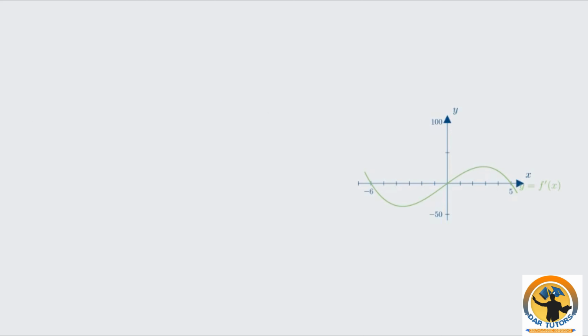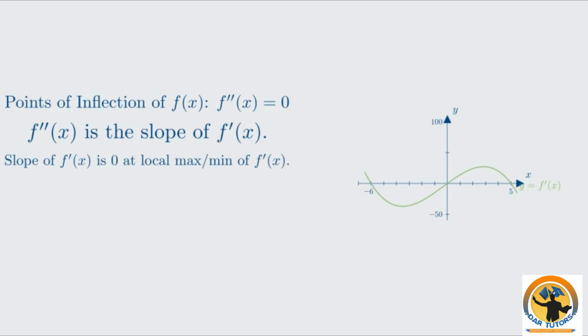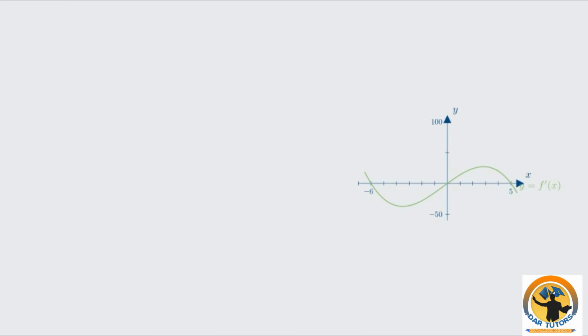Next, let's find the points of inflection of f of x. These occur where f double prime of x equals 0. Remember, f double prime of x is the derivative of f prime of x. So f double prime of x equals 0 where the slope of the f prime of x graph is 0. This happens at the local maximum and minimum of f prime of x. The local maximum of f prime of x is at x equals -4. The local minimum of f prime of x is at x equals 2.5. These are the x-coordinates of the points of inflection for f of x.